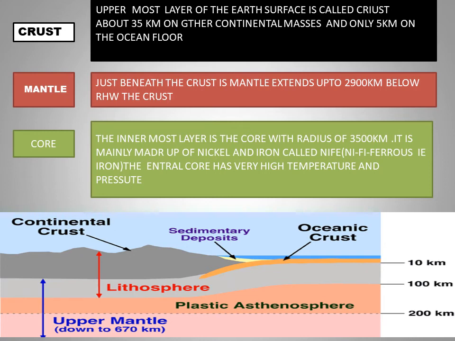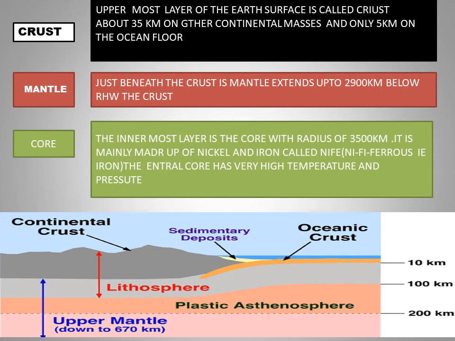We have understood one layer, and two layers are remaining: mantle and core. Just beneath the crust is the mantle. Mantle is in the molten state, that is magma. There is an upper layer and lower layer made up of semi-liquid magma. Mantle extends up to a depth of 2,900 km below the crust. Mantle starts from 35 km and extends to 2,900 km. So core comes underneath the mantle.